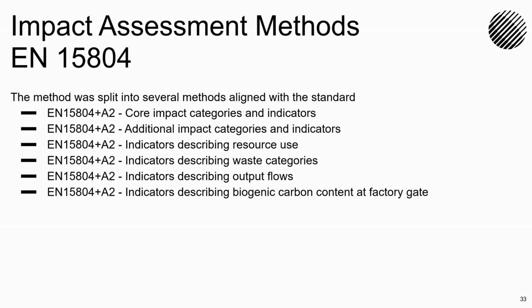However, in these standards, impact categories are grouped in a specific way in different tables. So what we have done for version 311 is we have rearranged the EN 1584 impact assessment indicators into different methods following the grouping and terminology used in the standard. So what you will find now is, for example, core and additional impact categories, as well as indicators that follow different groupings. You can find the detailed list of indicators in the supporting files of the database.